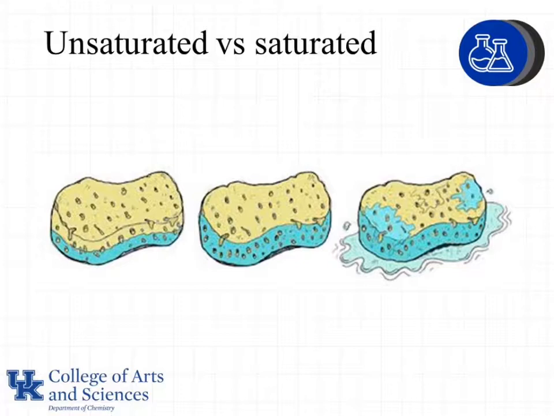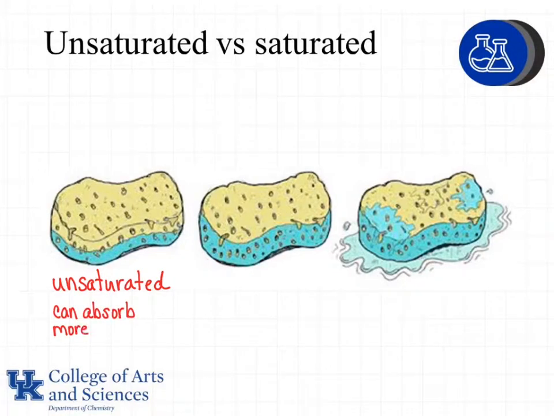One thing we need to consider when we're looking at a solution is whether or not it is a saturated or an unsaturated solution. Before we see how this applies to solutions, let's think about a sponge soaked in water. On the left, we have a sponge that has some water in it. However, we would consider it unsaturated. And this is because additional water can be absorbed into the sponge. So if I poured water on the sponge, it could absorb it.